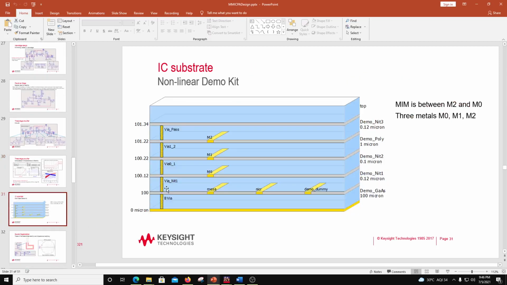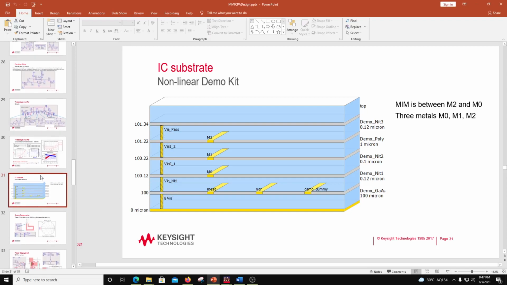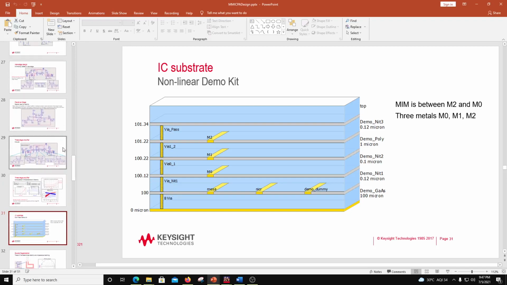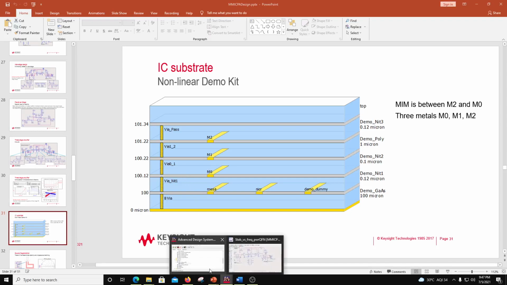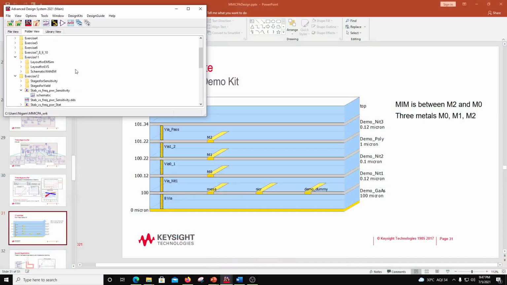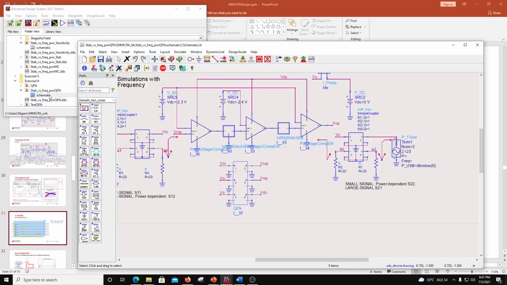And this is what the IC substrate looks like. Now what I'm using here is a demo kit, and the demo kit is provided to you by Keysight. So let's open something like this one, right? If you see on the left hand side this palette, this demo kit is provided to you, and what can you do with this?